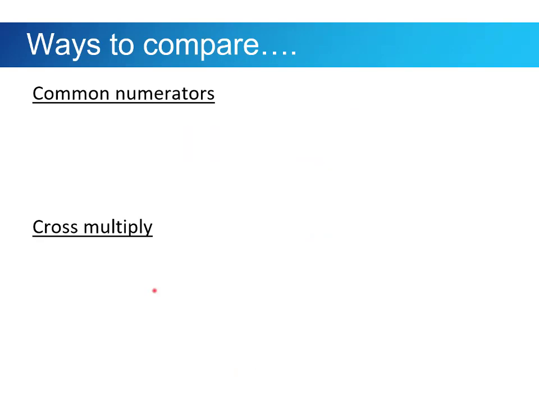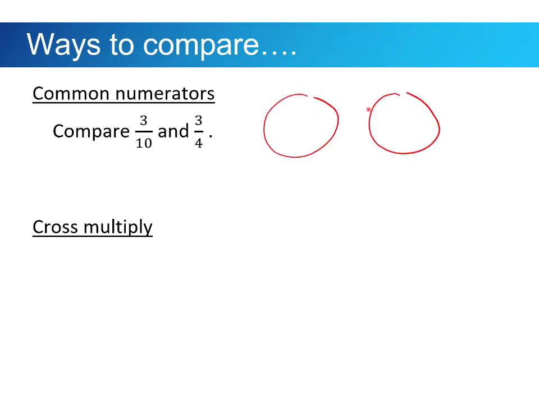What if I have common numerators? How would you compare 3/10 and 3/4? What do you think? Well, again, maybe we consider two pies, so two wholes, and the first one is broken into 10 equal parts, and the other one is broken into 4 equal parts. And in the first case, I'm just shading 3 of those tenths. And in the second case, I'm shading 3 of those fourths.